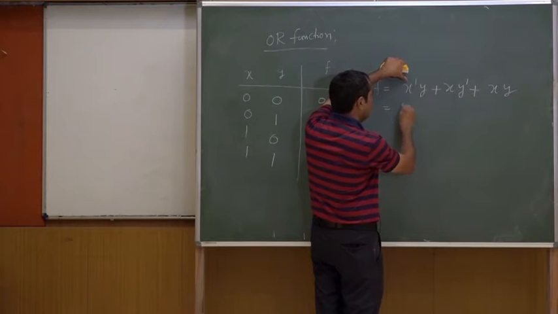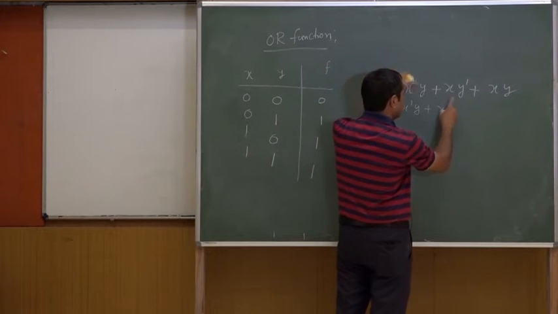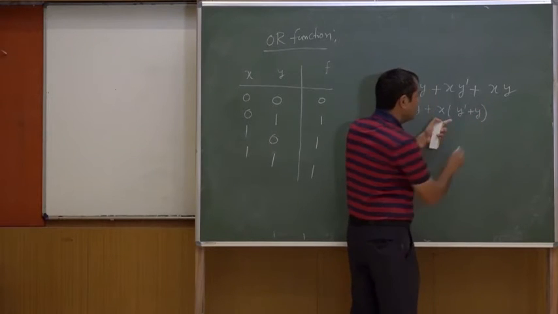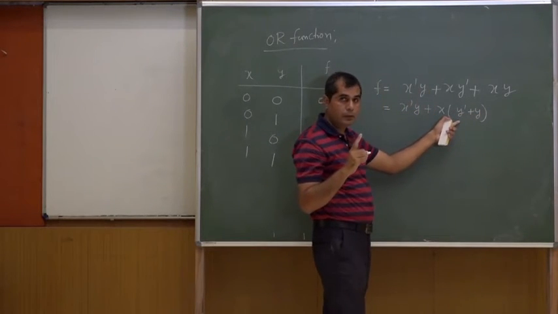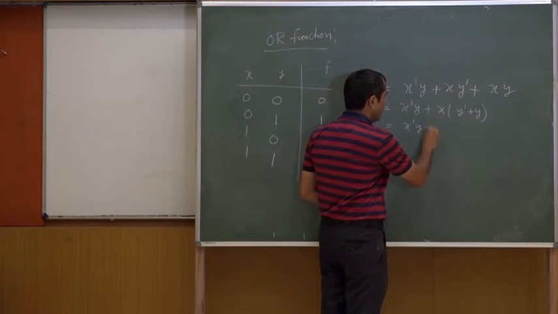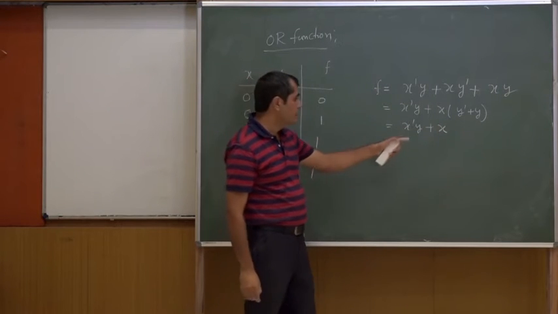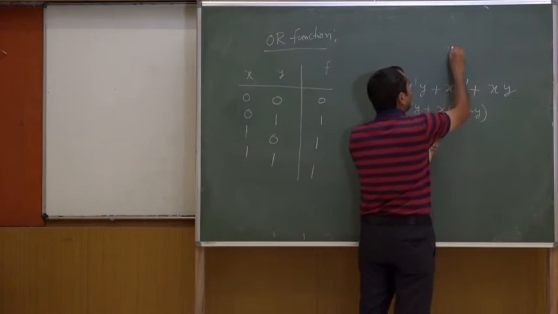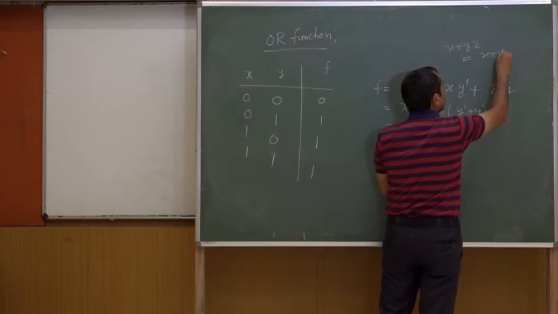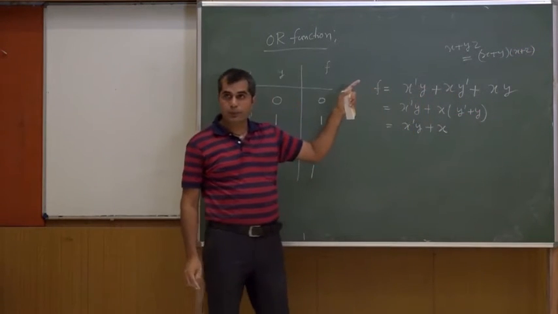Okay, let's try to simplify this. x bar y plus, if I take x common here, then it becomes y bar plus y. You know that y bar plus y becomes 1. Okay, so this is x, y plus x. Then we have a distributive law which says that x plus yz can be represented like this, x plus y into x plus z. I just gave this formula in the previous class.